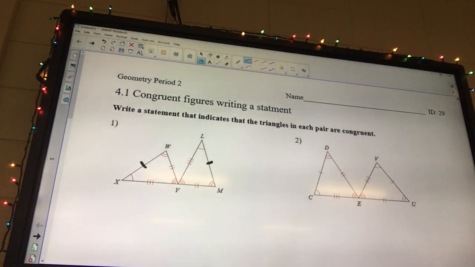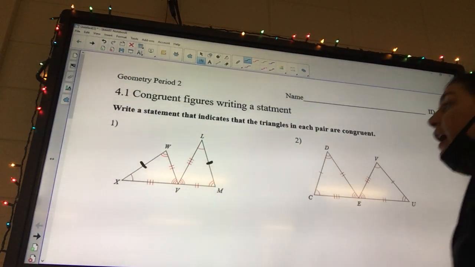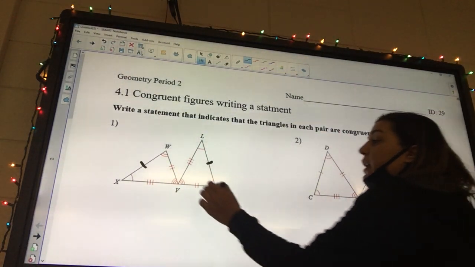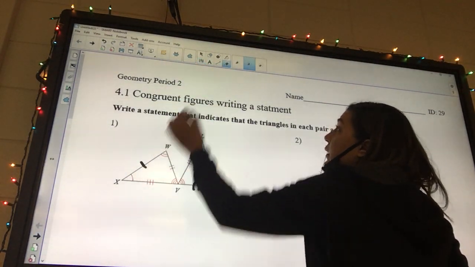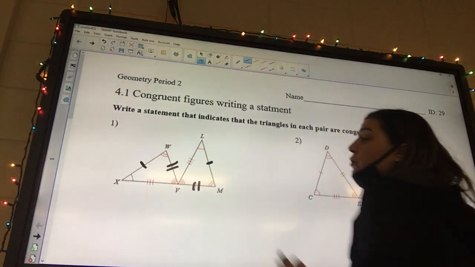That means one tick mark is equal to one tick mark, right? If you have $1 and I got $1, we both got $1. Okay, we're even. Same thing. And on all of these, you're going to have three sides congruent, three angles congruent. We could say that this one is congruent to this, not that one, the other one right there, because they both have two tick marks.